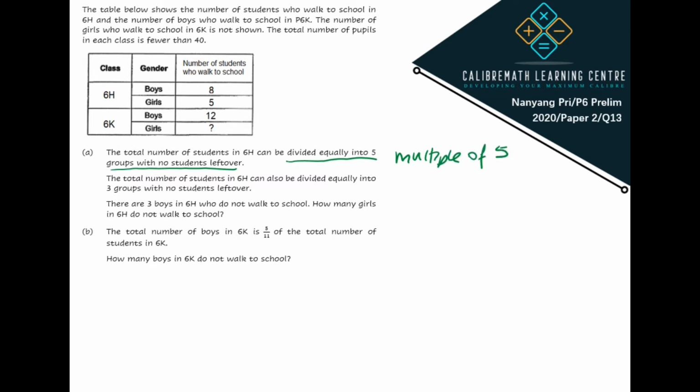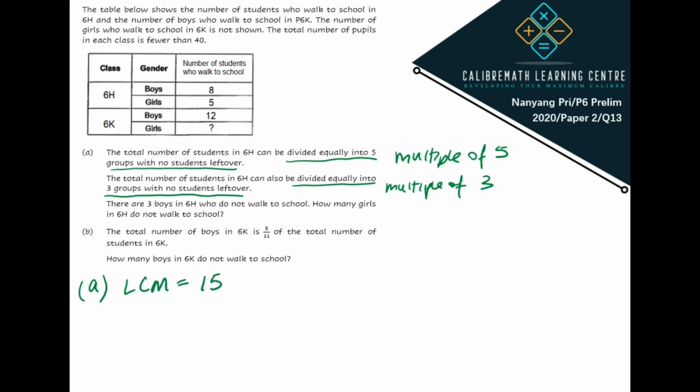Now in the second statement, it states that the total number of students in 6H can also be divided equally into 3 groups with no students left over. So it also means that the total number of students will be a multiple of 3. Now since the total number of students in 6H is a multiple of 5 and also a multiple of 3, we can find out the lowest common multiple of 3 and 5. And to do so, you can use our strategy of L size. And after using your L size strategy, you can get the lowest common multiple to be 15.